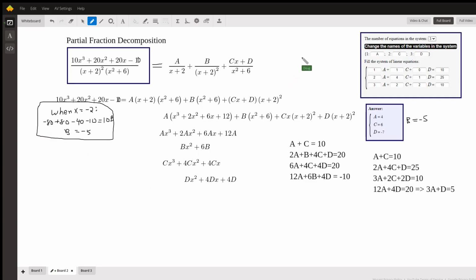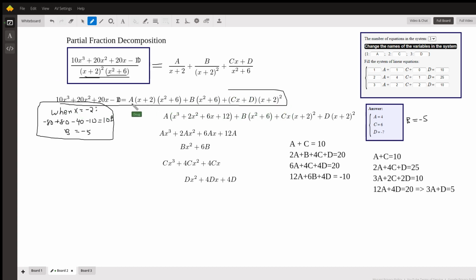So this board addresses the partial fraction decomposition. This is a linear factor that's to the second power. So we know that we can break this apart into fractions A over x plus 2 and B over x plus 2, the quantity squared. And then this is an irreducible quadratic factor, so that can be written as Cx plus D over x squared plus 6. And now if we multiply both sides of this equation by the LCD of x plus 2, the quantity squared, times x squared plus 6, we get this equation right here.